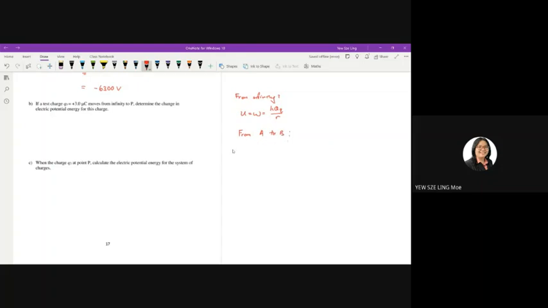From point A to point B, we know that is equal to WAB. And if you're going to look at the change in potential energy, then obviously it's going to be U final minus U initial. But at the same time, we also know that WAB is equal to Q naught delta V, based on what we have learned before. So by combining these two equations, we can come to the conclusion that delta U is also equal to Q naught delta V.